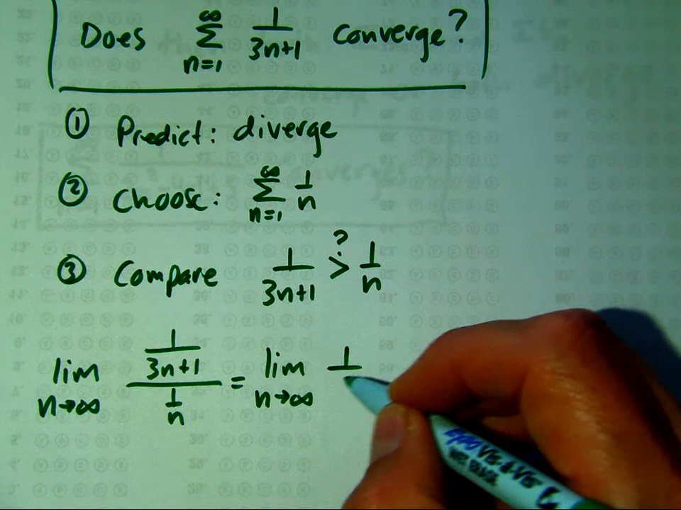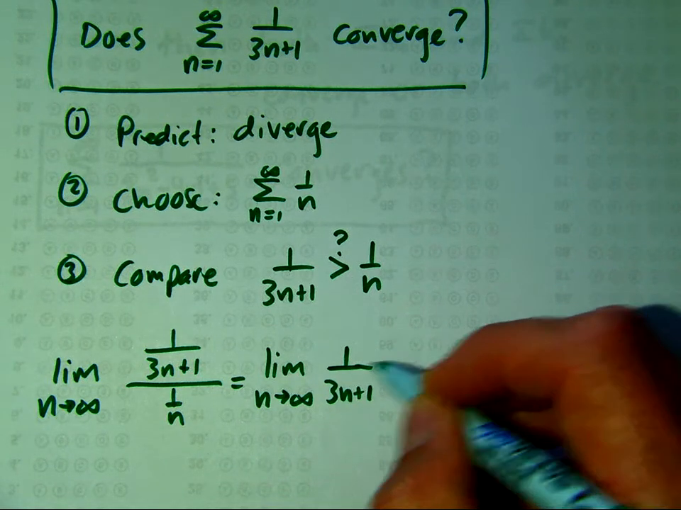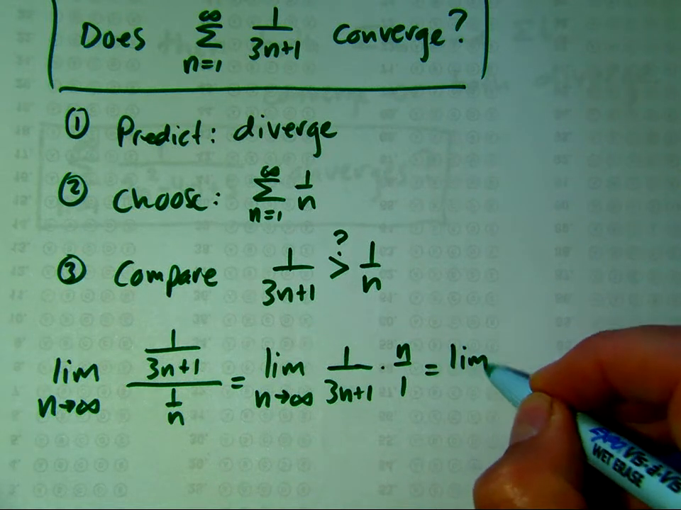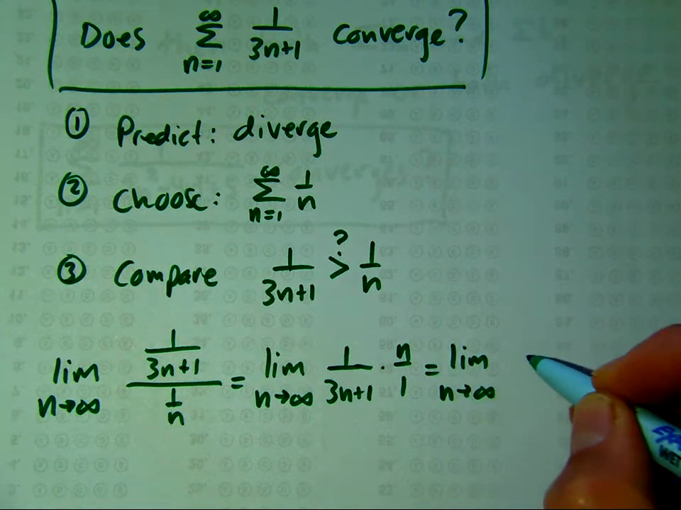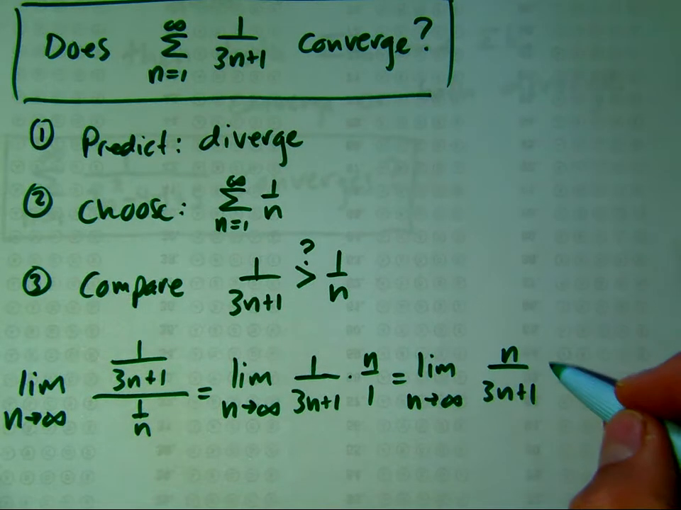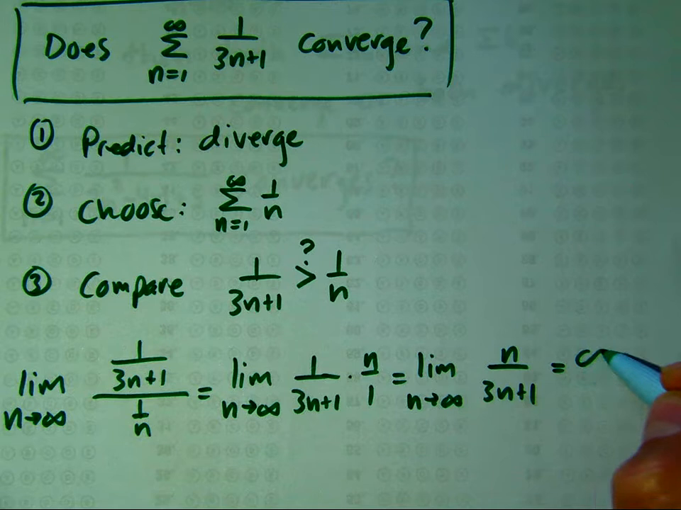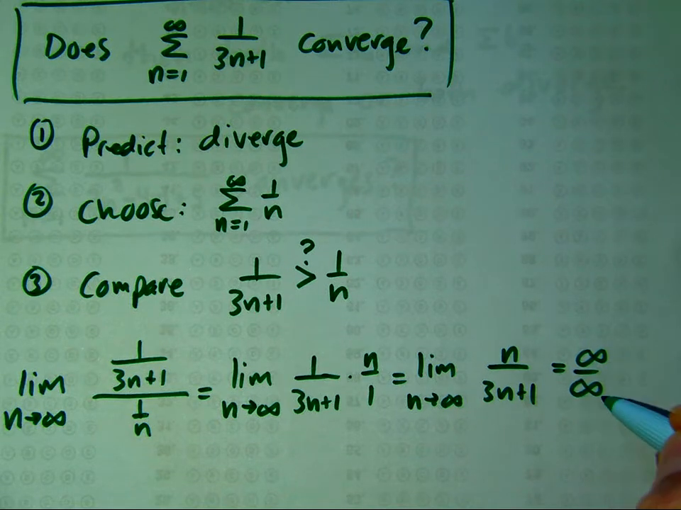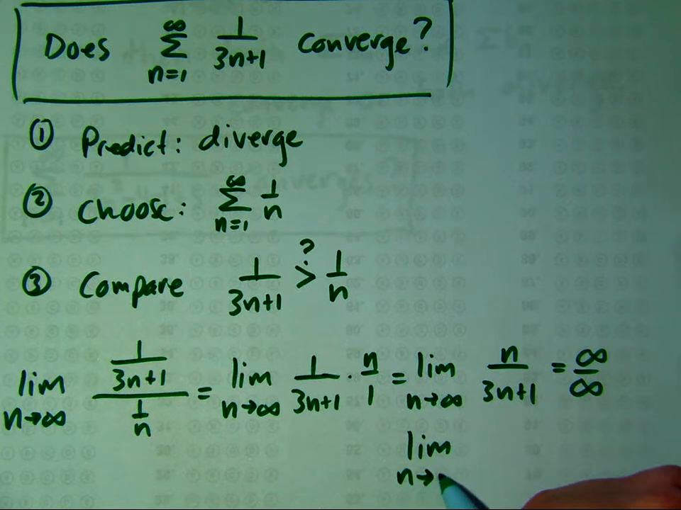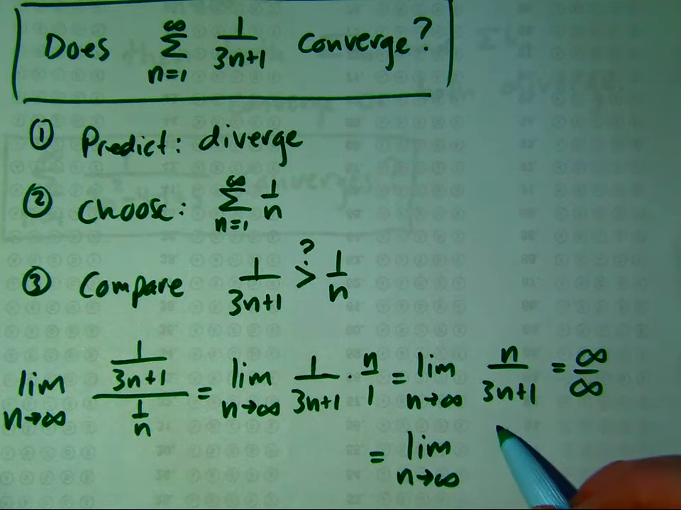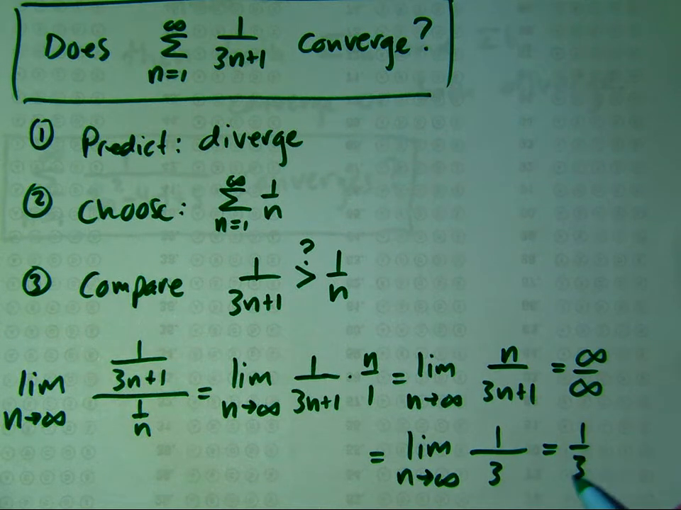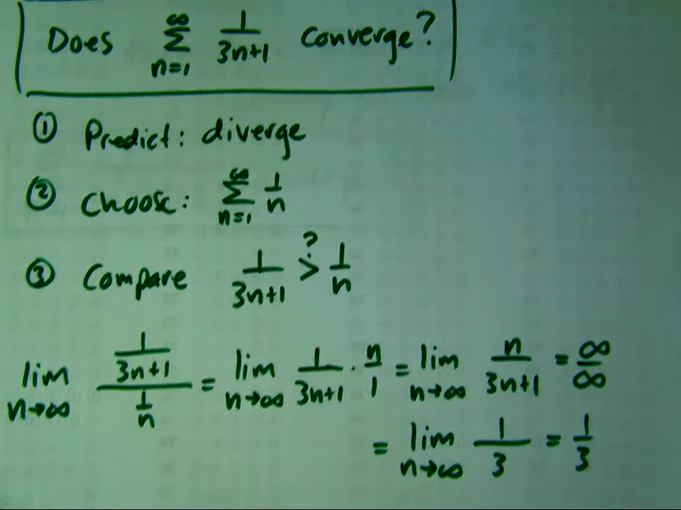So now let's rewrite. Multiplied by the reciprocal. And this is infinity over infinity. That's indeterminate. If it's indeterminate, then we can use L'Hopital's rule, which is just finding the derivative of the numerator and the derivative of the denominator, then reevaluating.